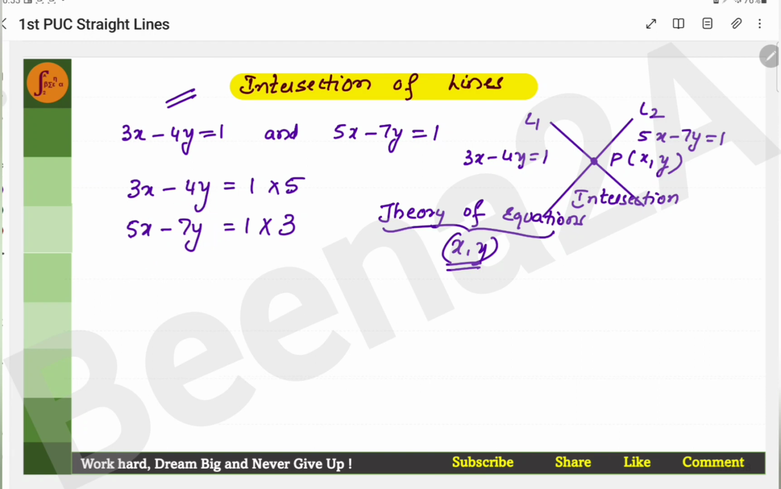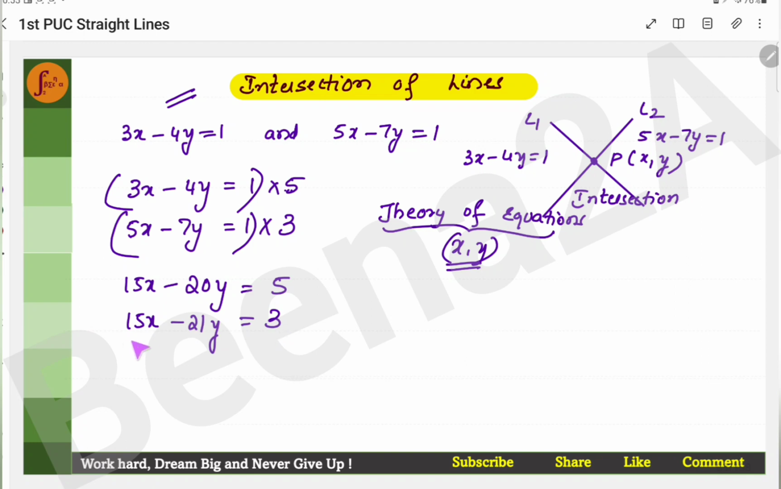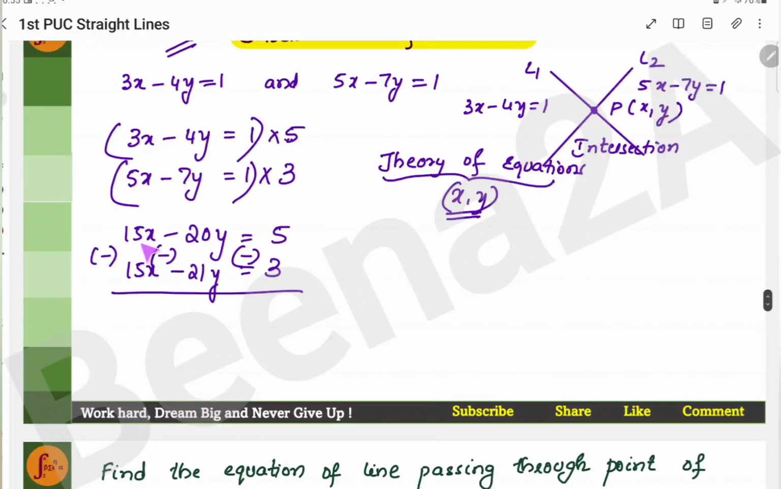So let's try it out. I have to multiply the entire equation. So this will be 15x, 5 into 4 minus 20y, 5 into 1. The second one is 5 into 3 is 15x, 7 into 3 is 21y is equal to 3 into 1, which is 3. Now I'll subtract the entire equation like this. So 15x and 15x will get cancelled. And then I'll get minus 20y plus 21y, which is 1y. 5 minus 3 is 2. So I got the value of y.